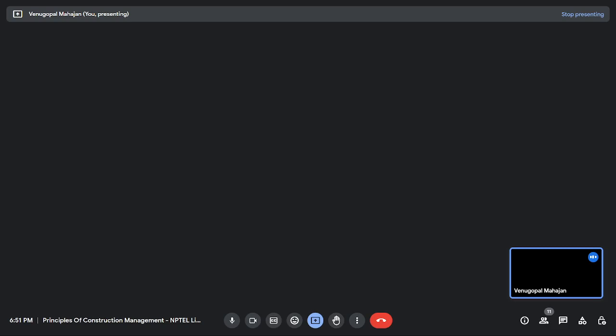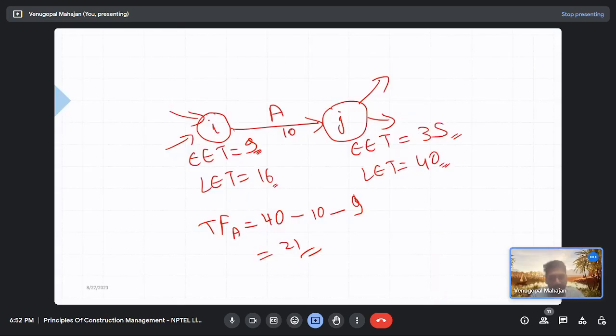So when can you start? By duration. And what is the remaining scope now? 9, right? So how much is it? 21. Total float is 21. Can you guys follow, or do you need some more explanation on this?